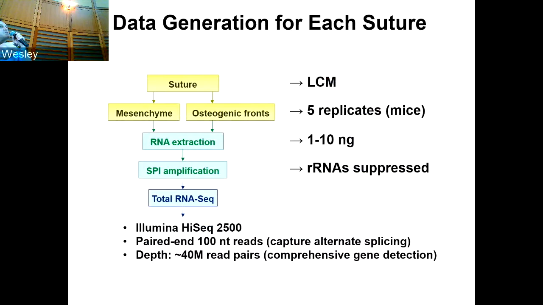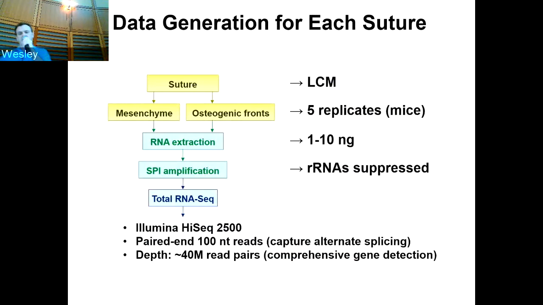So that's five individual mice. RNA is a low-input process, so we have 1 to 10 nanograms of RNA. This is amplified, but ribosomal RNA is depleted. So we have basically total RNA, which includes mRNA and long non-coding RNA. Standard Illumina HiSeq 2500 sequencing. We're doing paired-end reads of 100 nucleotides, so we can capture all kinds of splicing, and a depth of about 40 million read pairs, so we get comprehensive gene detection.